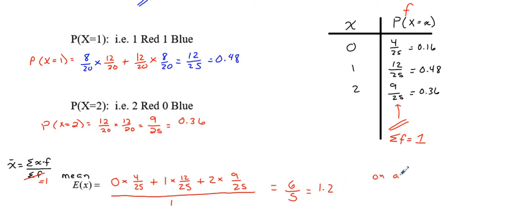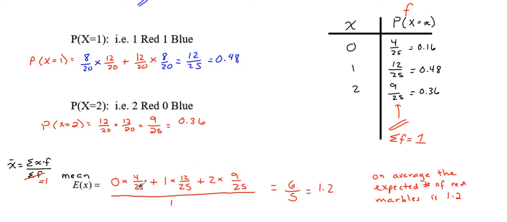So on average, the expected number of red marbles is 1.2. That means if you were to repeatedly draw 3 marbles, on average, you would draw 1.2 red marbles. Now I know you can't draw 0.2 of a marble, but we do leave it as a decimal because when dealing with averages, we do allow the decimal. So there is an average of 1.2 red marbles that would be drawn.